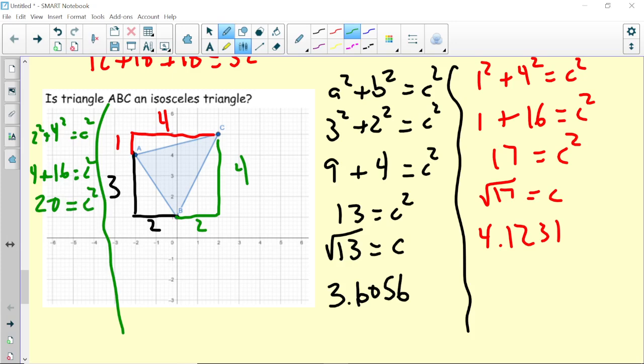Again, if you square root that, it is not going to be the same as 3.6056 or 4.1231 because they don't equal the same thing here. 13, 17, and now 20. But again, if you want to check that out, square root 20, just to be safe. I'm going to do it in my calculator, square root of 20. And we're getting 4.4721. So no, we do not have an isosceles triangle because none of the sides are congruent to each other. So not isosceles.